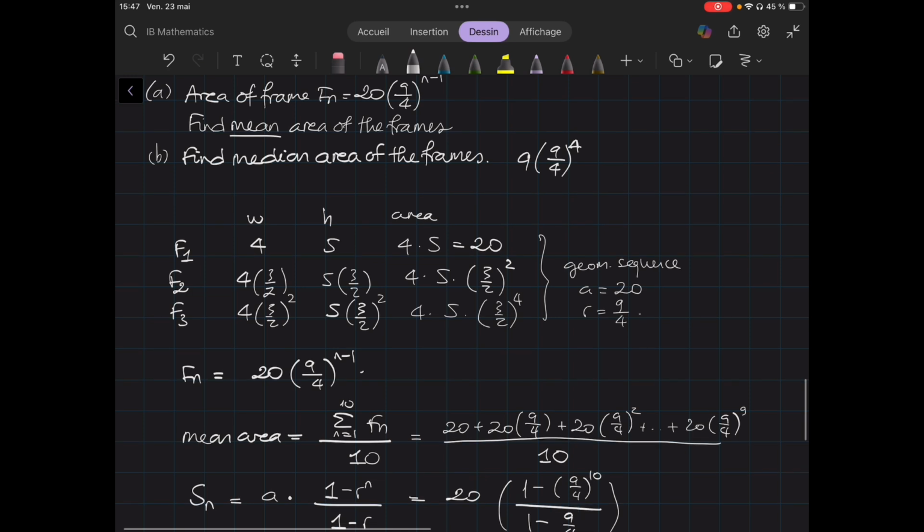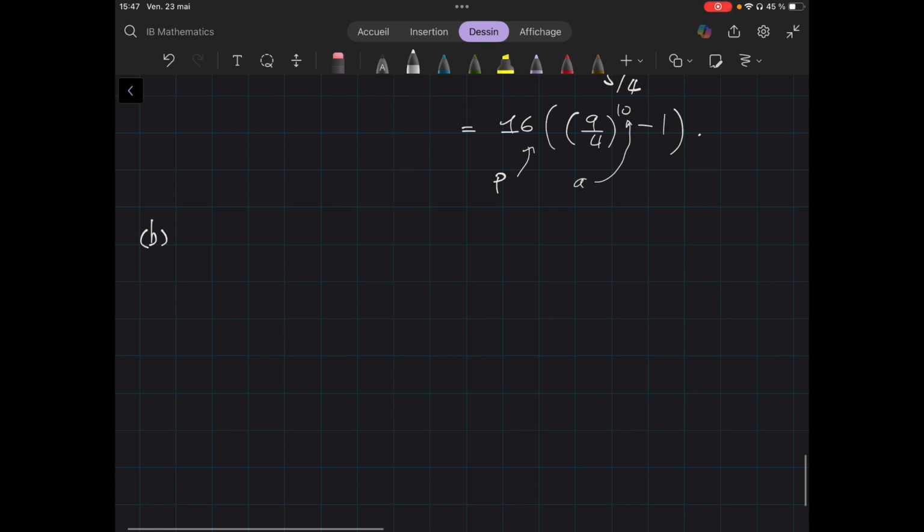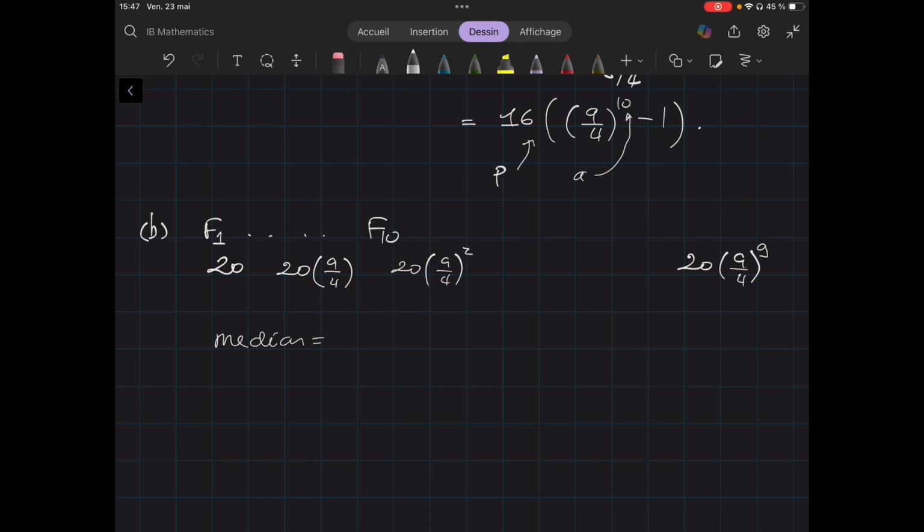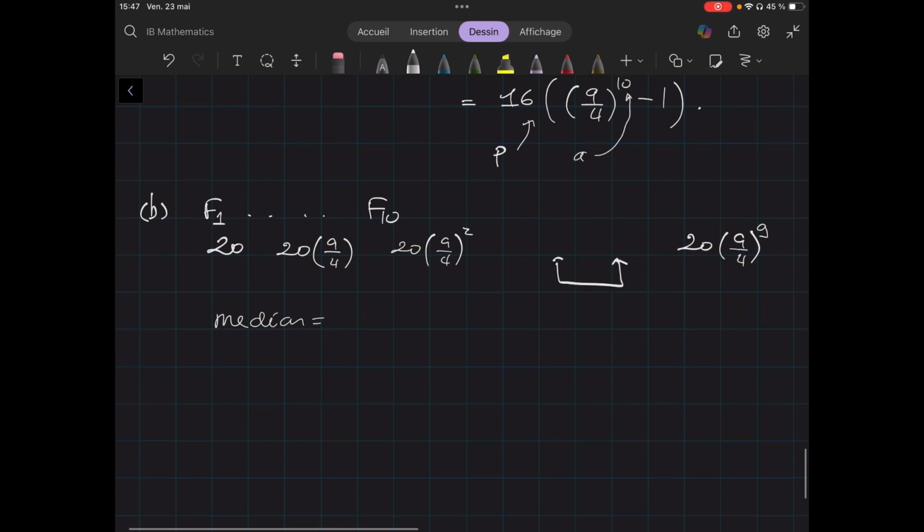In part B, we're asked to find the median area of the frames. So if you write out the sequence of the areas of the frames, the median is therefore the sum of the fifth term and the sixth term divided by 2, as this is an increasing sequence. The fifth term is 20 times 9/4 to the 4. The sixth term is 20 times 9/4 to the 5.